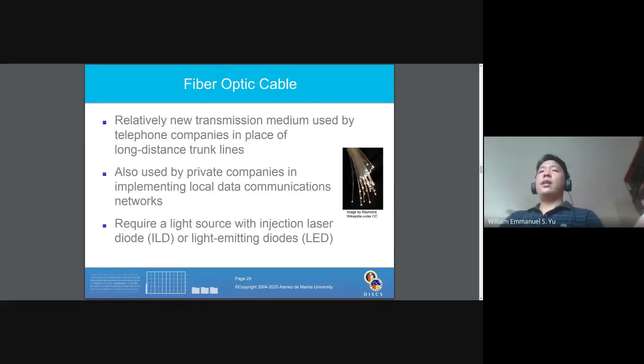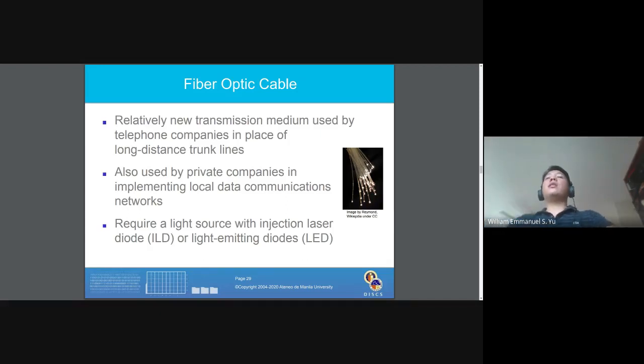So essentially, it's still metal. Still uses copper, and that's the reason why all the pros of being copper apply. It's easy to work with. It can be bent. It can be folded. But the disadvantages are also there: electromagnetic interference and the like.